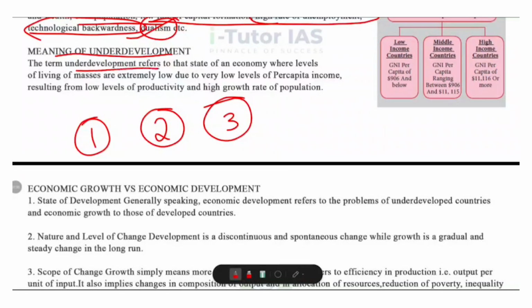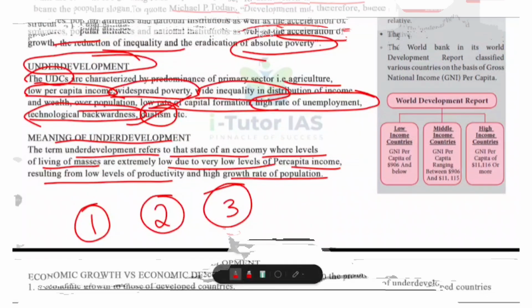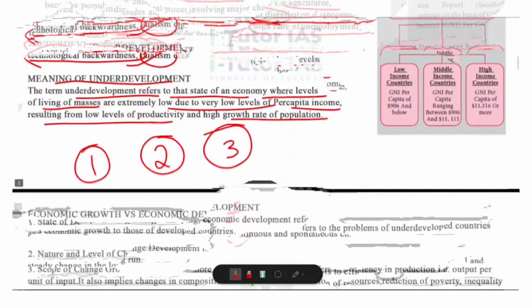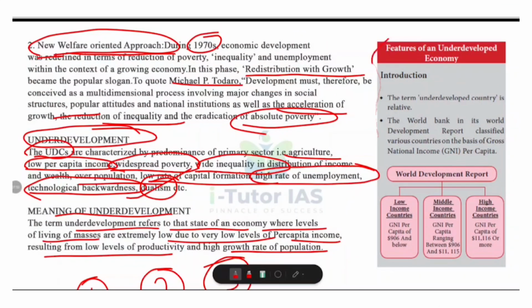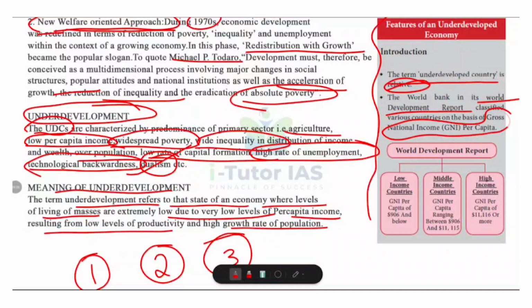The term underdevelopment refers to that state of economy where levels of living of masses are extremely low due to very low level of per capita income resulting from low levels of productivity and high growth of population. Okay. Now look at this box, features of an underdeveloped economy. The term underdeveloped country is relative. The World Bank in its World Development Report classified various countries on the basis of GNI per capita, that is gross national income per capita.